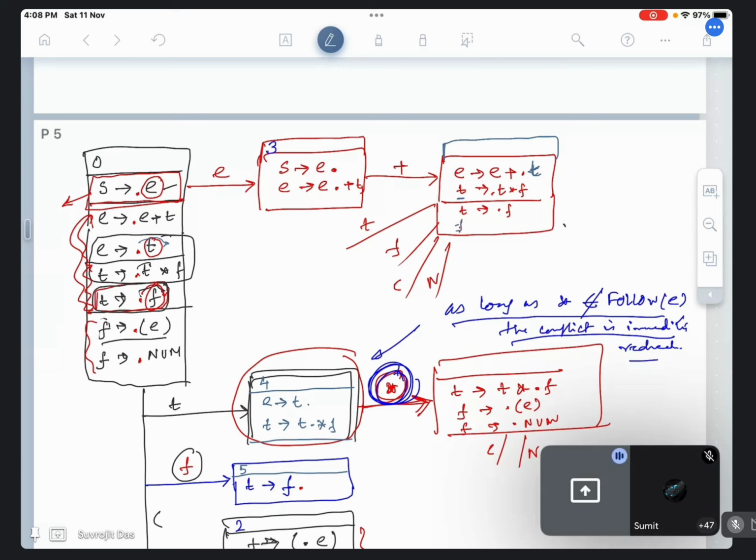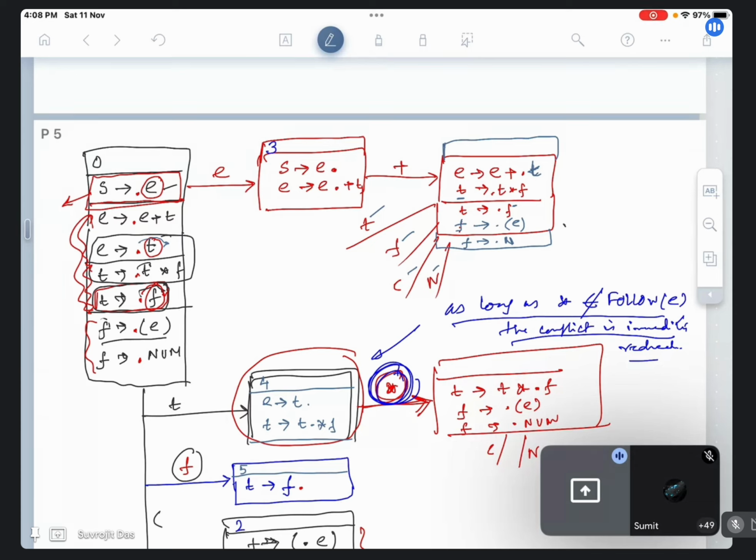Then you need to add something for this F. F goes to dot bracketed E, and you need to add another one, F goes to dot num, right? So this completes all the items of this diagram. And as usual, we had decided yesterday that there must be transitions out on T, F, left parenthesis, and num. Now let us join them.